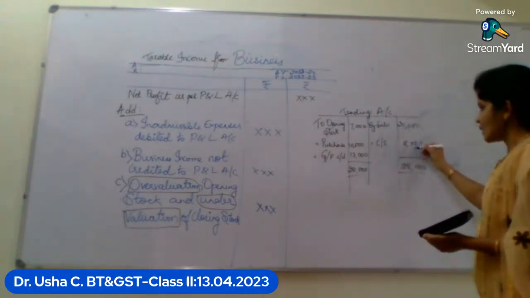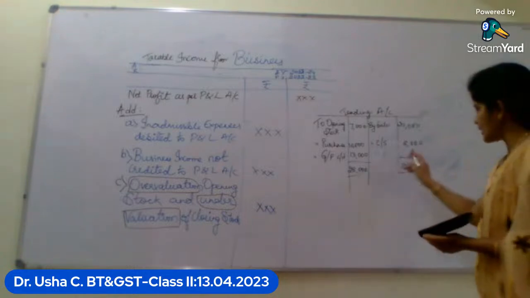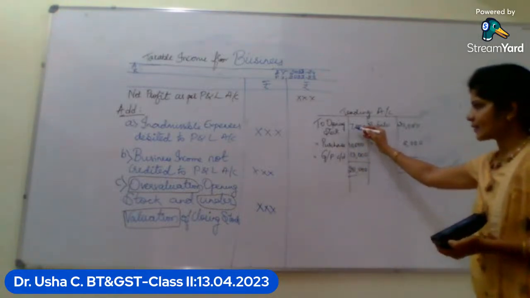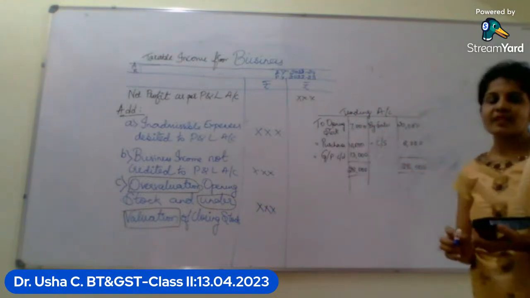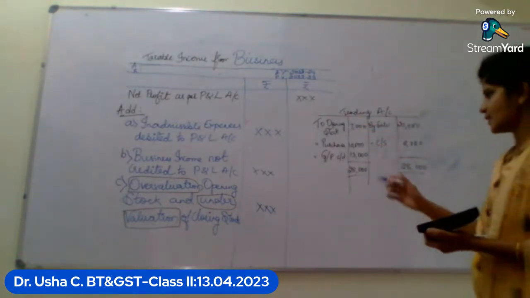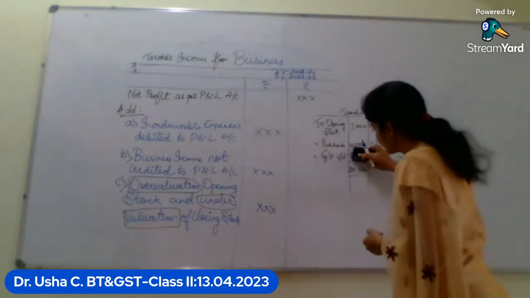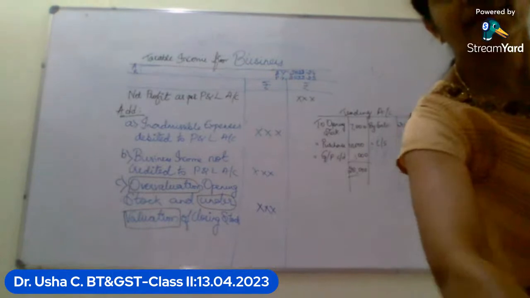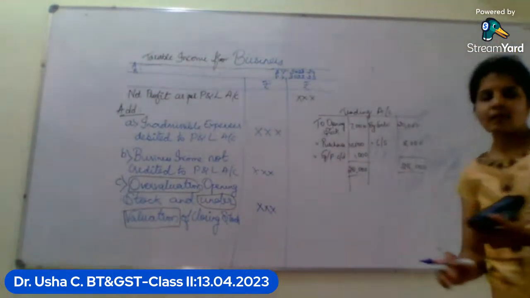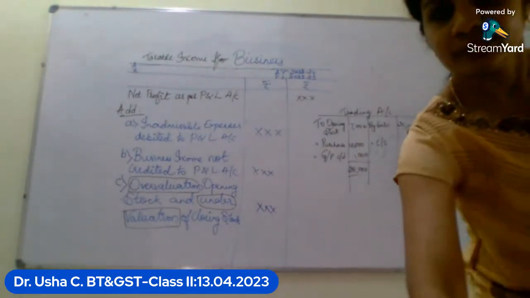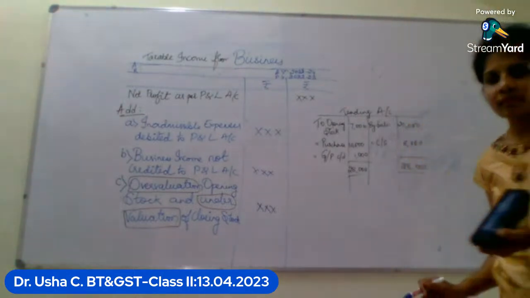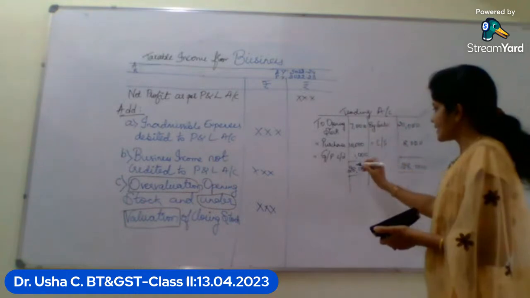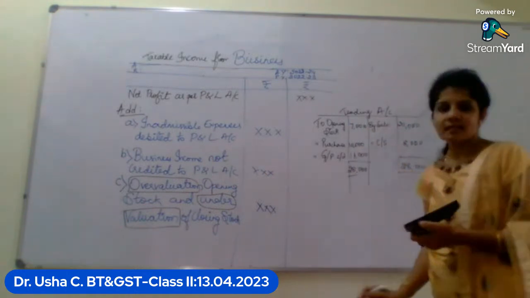Total by sales is 20,000 and the closing stock is 8,000, total is 28,000. Out of this 28,000, we are going to deduct 7,000 rupees plus 10,000, that is 17,000, opening stock plus purchases. What will be the gross profit now? Can anyone tell me what is the gross profit? Okay, 28,000 minus 17,000, it is 11,000, is it?